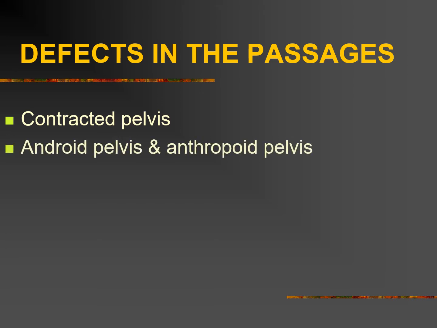And next is android pelvis and anthropoid pelvis. I will show you that picture later. That is male pelvis or contracted pelvises. That is, if the pelvis is not a normal gynecoid pelvis, normal delivery may not occur. There is a chance for occipito-posterior position, or even a chance for malposition also.